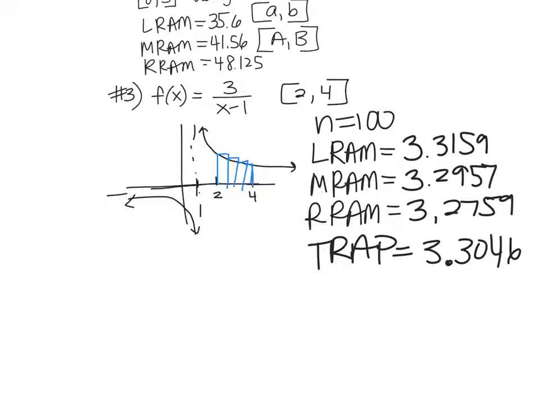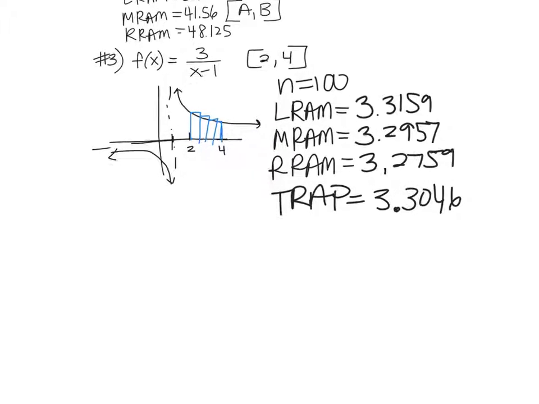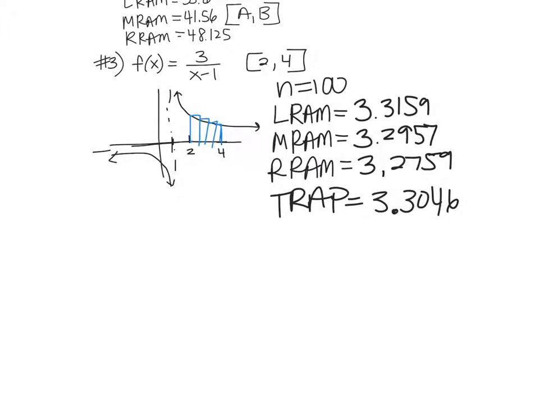Wait, I got a different number. Oh, you rounded. I did trap. I got 3.29. Really? I got 3.296. 3.295925. How funny, mine rounded differently, because everything's the same. 3.29, interesting. Super close. Okay, and that's pretty much it.